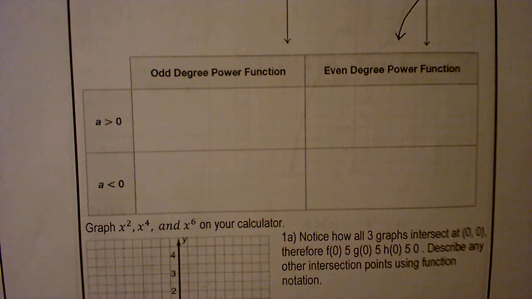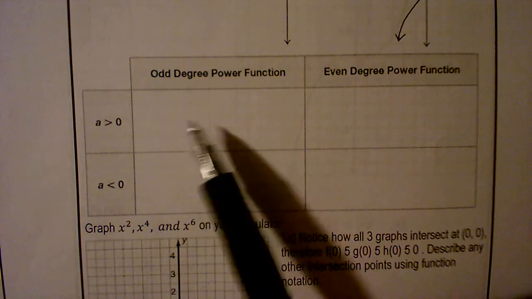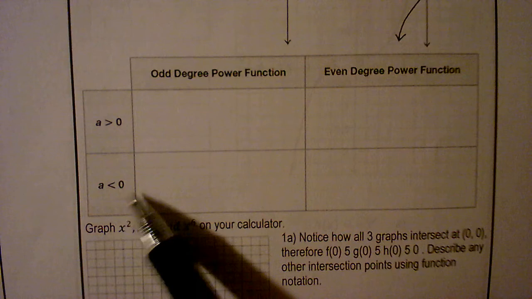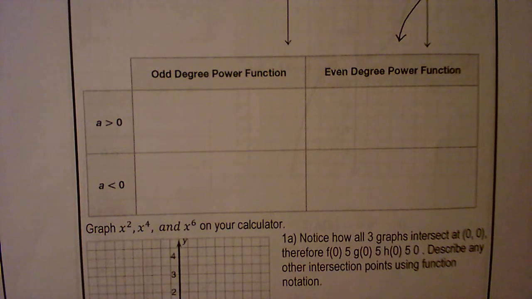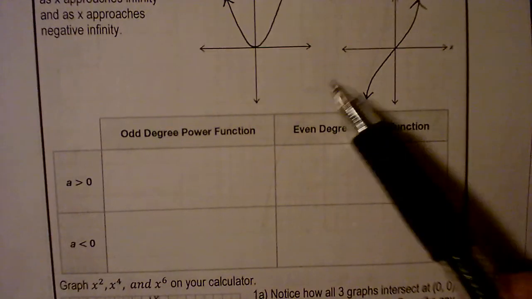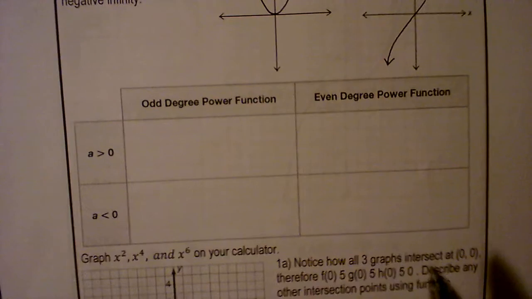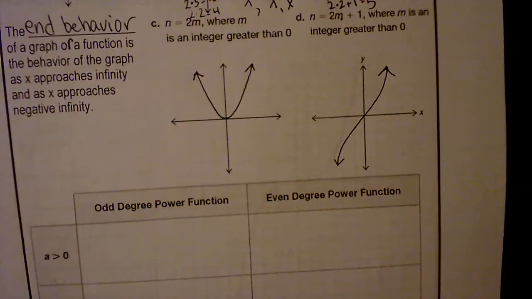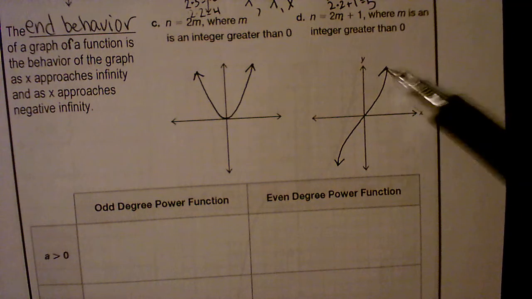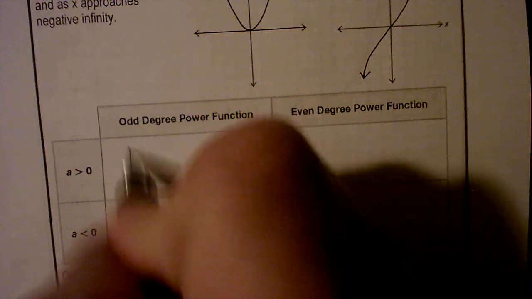So flip back over to your notes. We are going to identify end behaviors for different power functions based on the number in front. So let's go ahead and do the odd degree power function, which again is going to look like this guy up here. And if a is greater than 0, that means it's positive, meaning it's going up at the end. So it's going to look exactly like this guy. So in your table, go ahead and draw that graph.